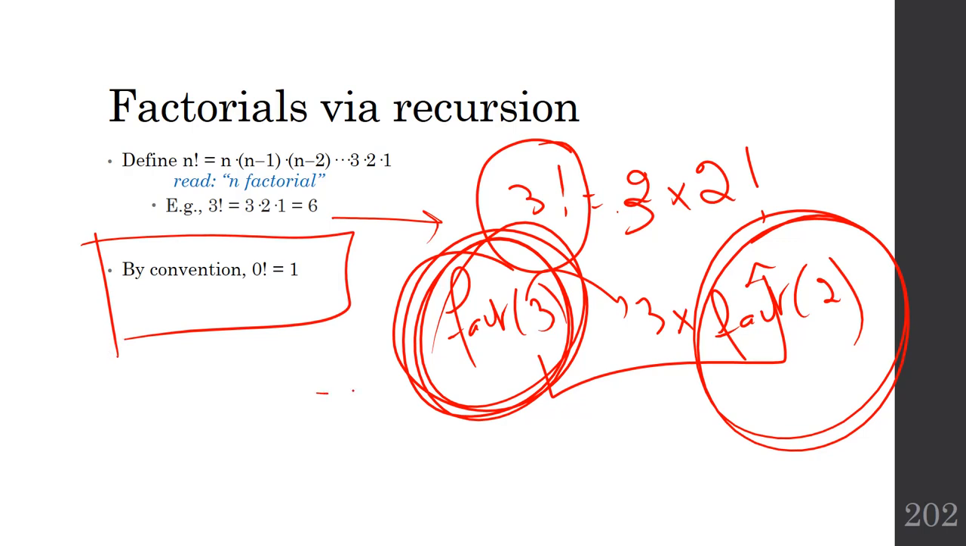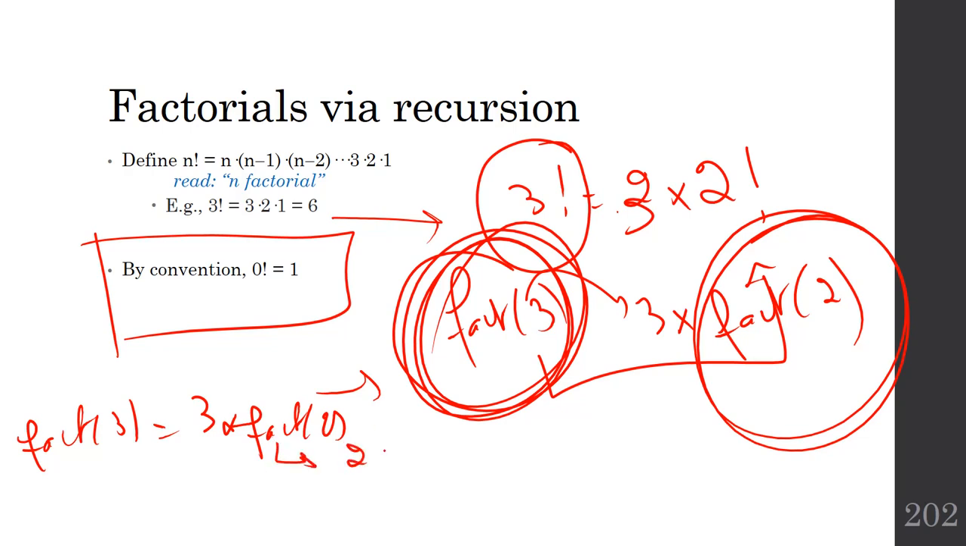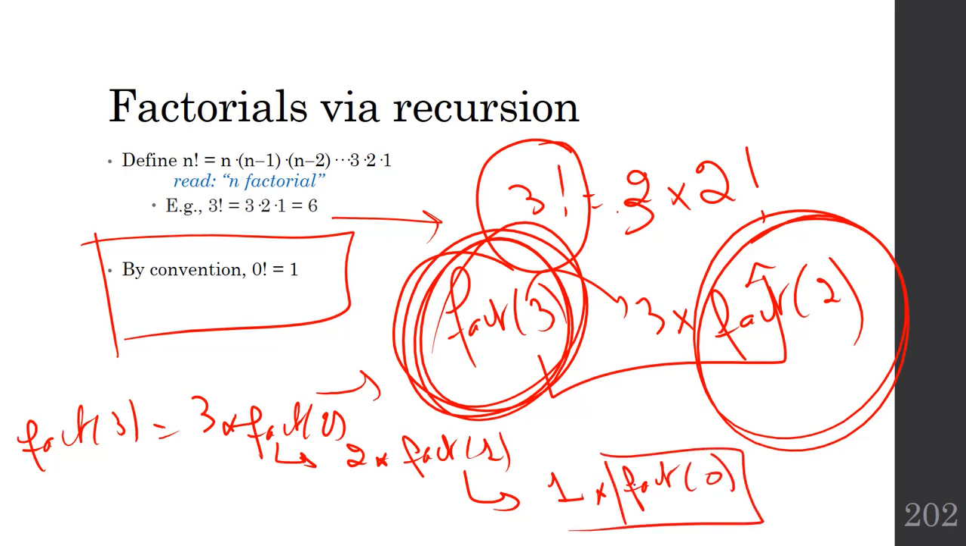So let me rewrite this correctly. So fact of 3 is equal to 3 multiplied by factorial of 2. In order to calculate factorial of 2, it is equal to 2 multiplied by factorial of 1. In order to calculate factorial of 1, it is equal to 1 multiplied by factorial of 0. There's no need to continue because this 1, I know it, it's already here. So whenever we are doing recursion, it means that I'm always calling the same function.